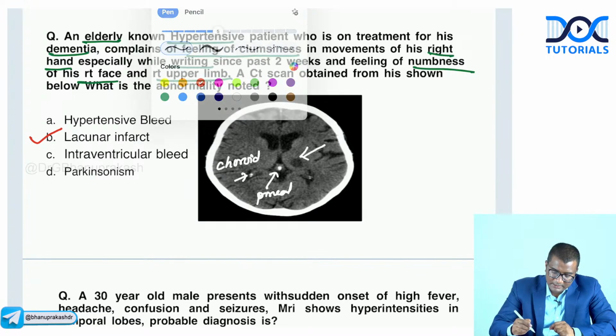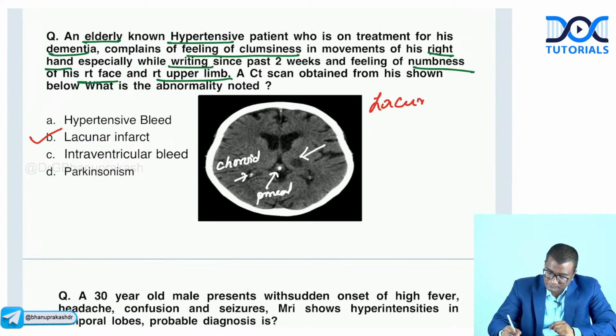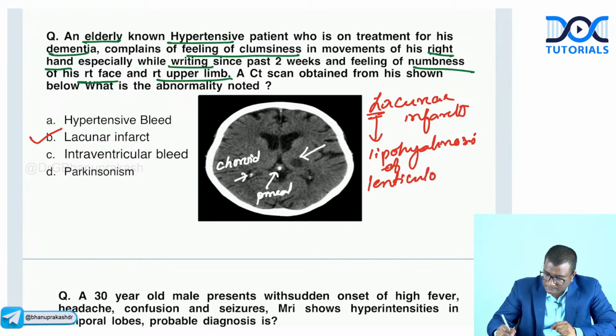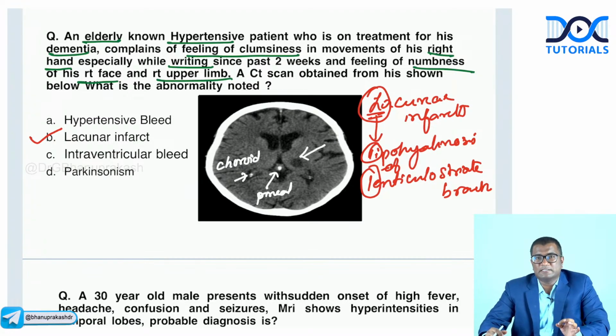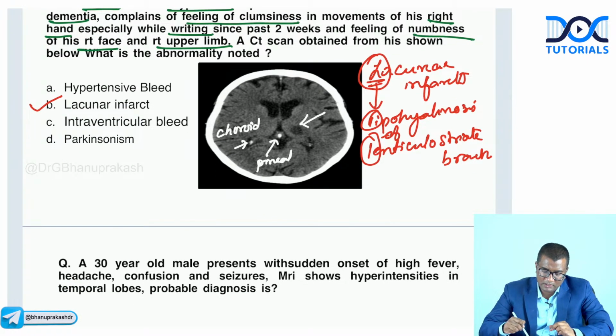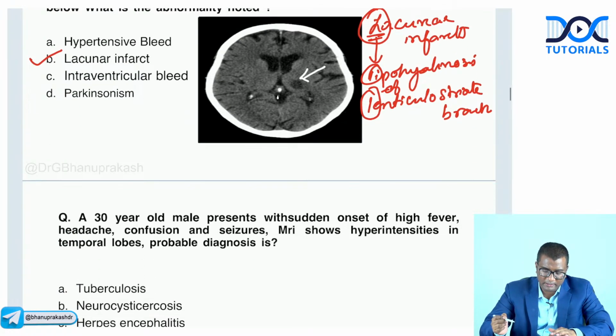And remember, lacunar infarcts occur due to lipohyalinosis of lenticulostriate branches. Remember LLL. So these lacunar infarcts mainly occur because of the lipohyalinosis of the lenticulostriate branches in the basal ganglia. The small hypodense areas are your lacunar infarcts.